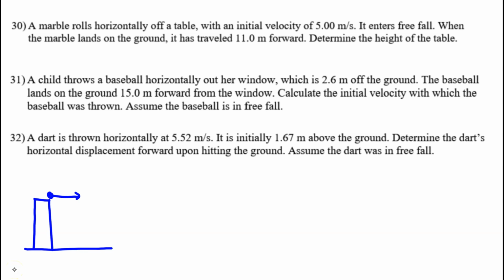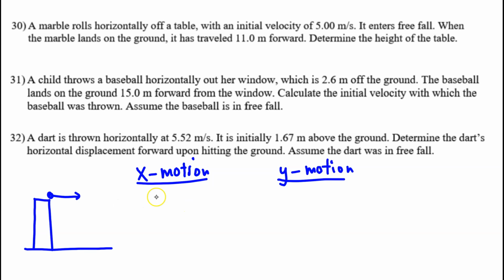Let's solve some problems involving horizontally launched projectiles. Now, whenever we deal with any projectile, whether it's launched horizontally or at an angle, we know that the x motion has constant velocity, but the y motion does not. The y motion has acceleration, which is negative 9.81.